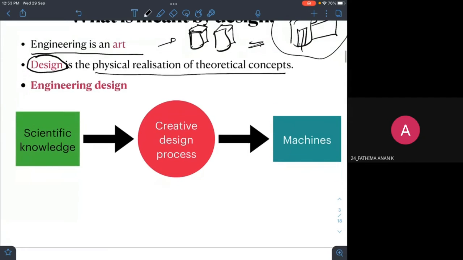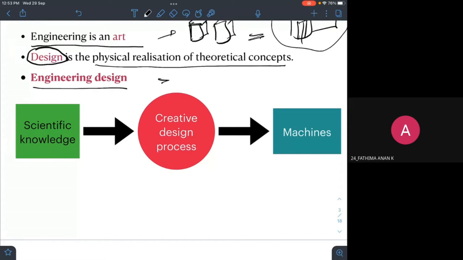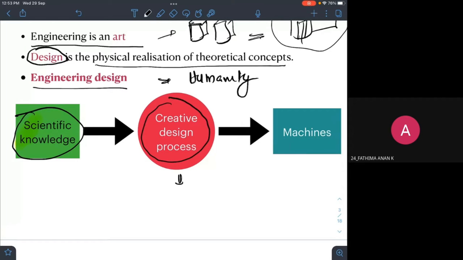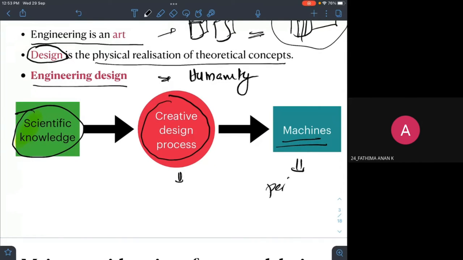But particularly when it comes to engineering design, engineering is basically for humanity, and when you are making something, we will have some criteria. We use our scientific knowledge with our minds, through a creative design process, to make machines. These machines will perform a particular task. For a particular task, we design a machine based on our scientific knowledge, so that our design is much cheaper, performs the task very nicely, and will last for a long time.